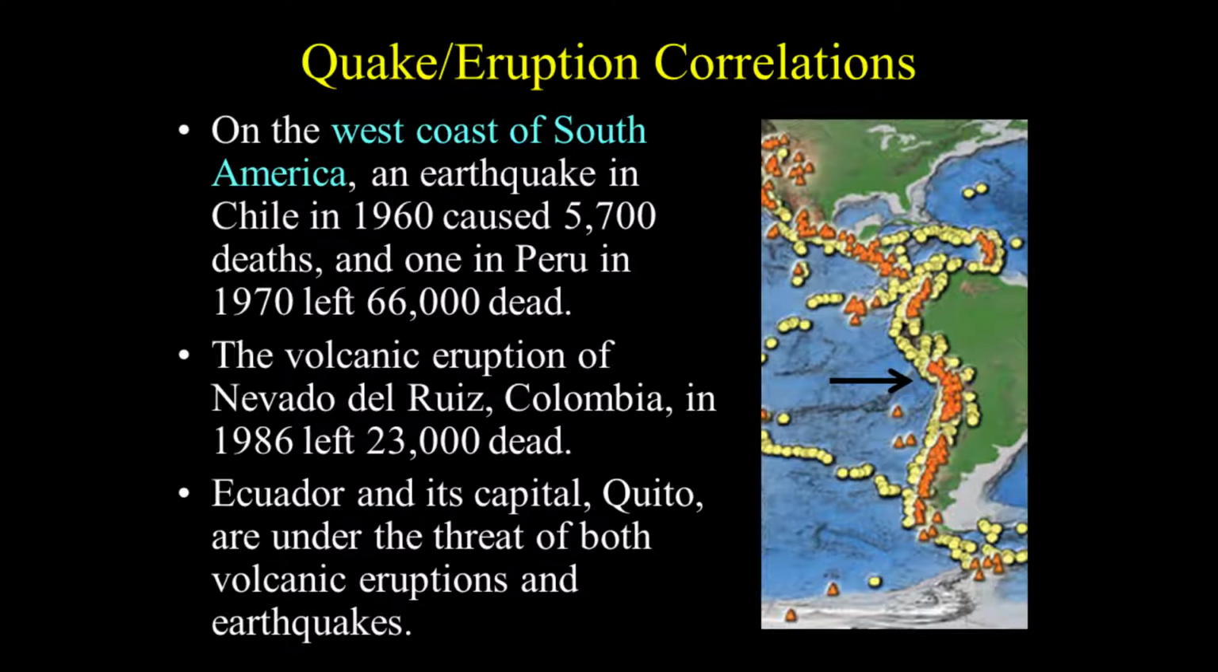On the west coast of South America, an earthquake in Chile in 1960 caused 5,700 deaths, and one in Peru in 1970 left 66,000 dead. The volcanic eruption of Nevado del Ruiz in Colombia in 1986 left 23,000 dead. Ecuador and its capital, Quito, are under the threat of both volcanic eruptions and earthquakes. Again, the black arrow in this picture indicates red and yellow dots close to each other, indicating these correlations.